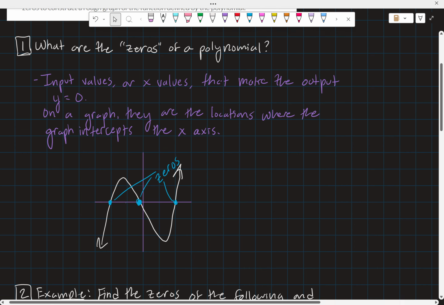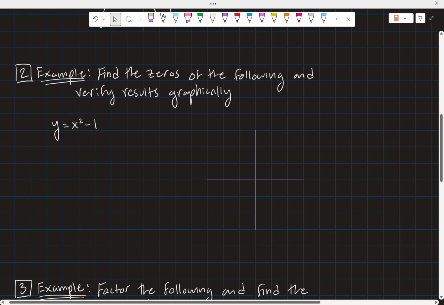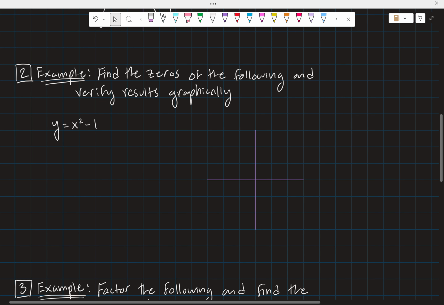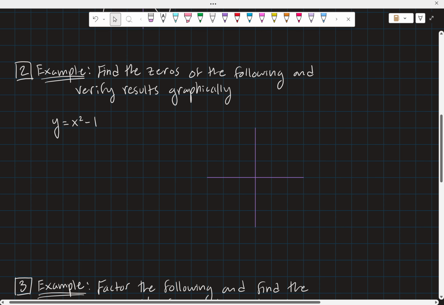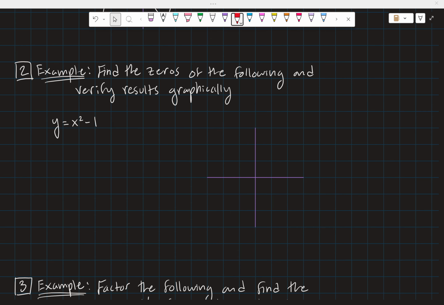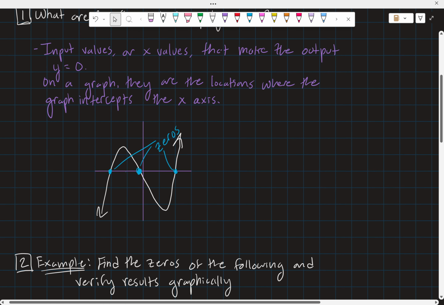So let's go over a quick example of how to find the zeros of a function. We're going to find the zeros of the following and verify the results graphically. Right here we've got a real simple equation: y is equal to x squared minus 1. This is a difference of squares, and we all know how to factor this. But first of all, how are we going to find our zeros?